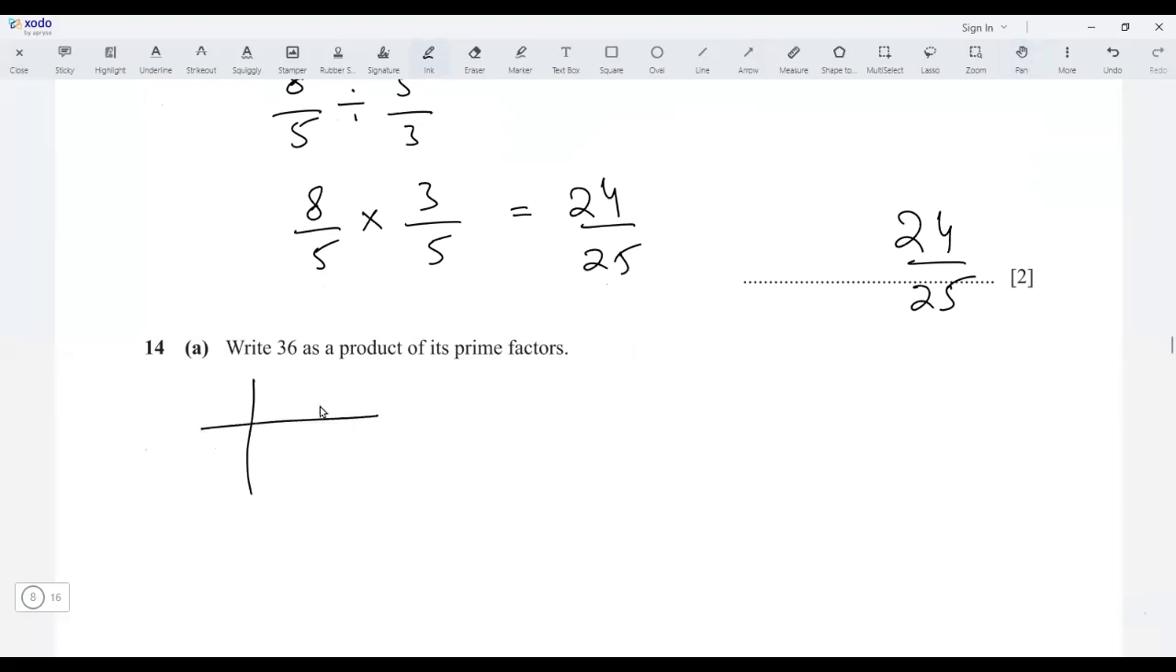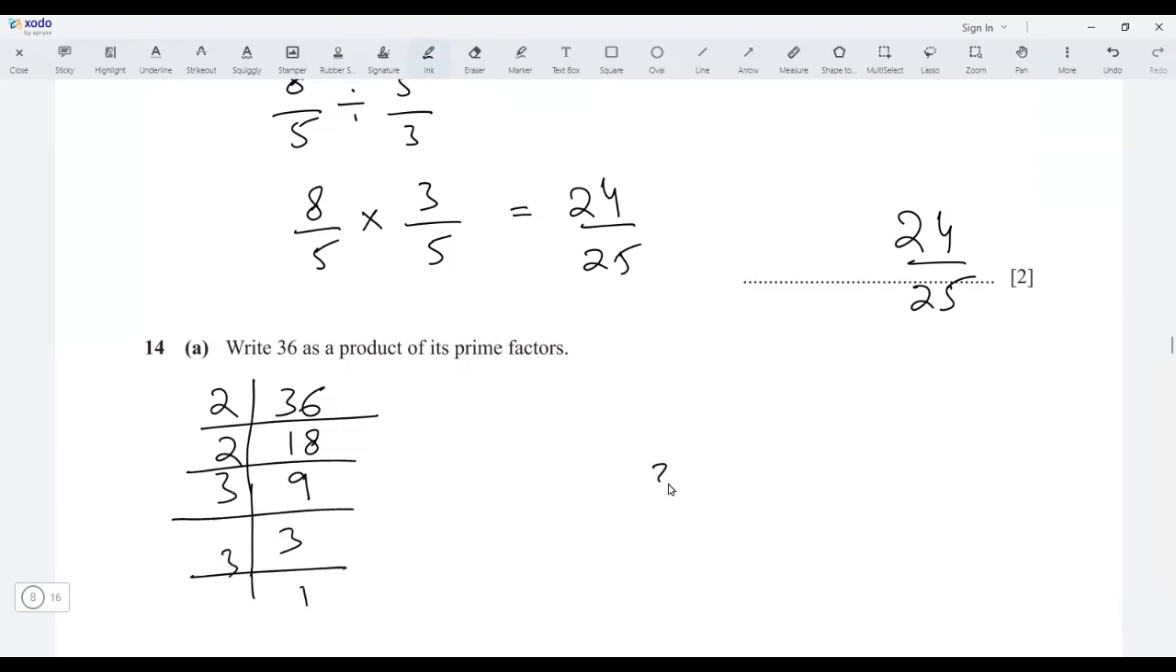For the next question, we have to write down 36 as the product of prime factors. So we have to do prime factorization of it. 36 is an even number, so divide by 2, which gives 18. Again by 2, it will be 9. Then 9 is divided by 3, the next prime number, and 3 once is 3. So 36 can be written as 2 times 2 times 3 times 3.